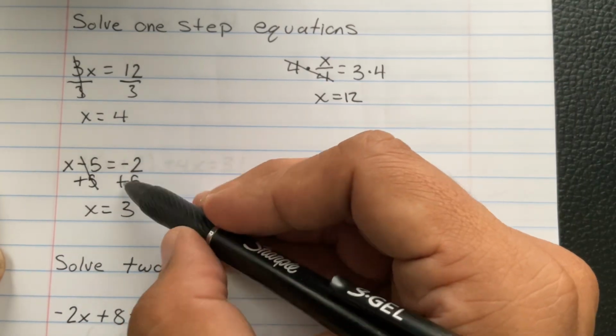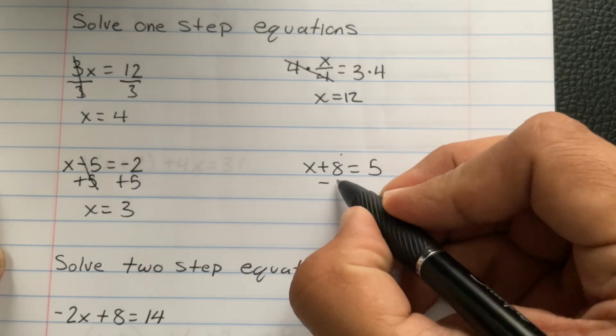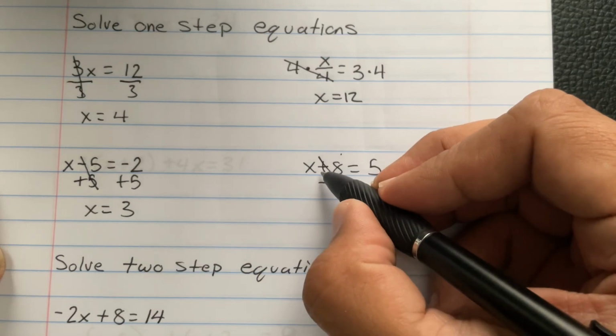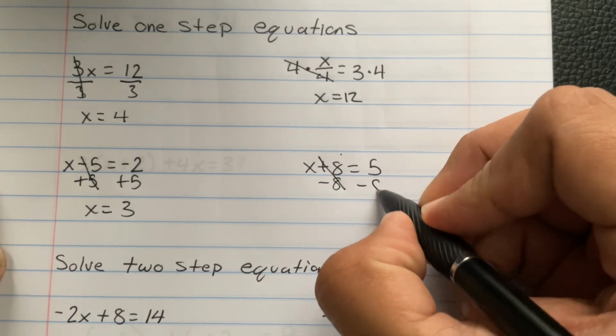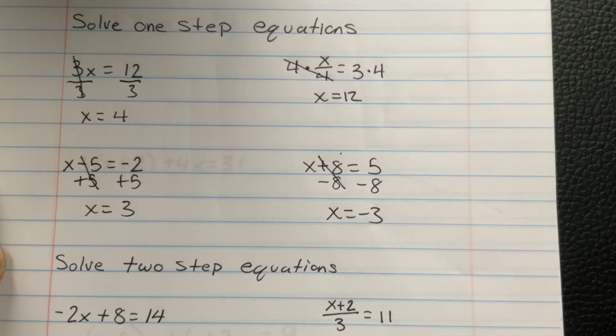The 5 controls the sign, and different signs means these two numbers subtract. So this one's going to be negative 8 to solve it, because we're doing the opposite of adding, which is subtracting. Negative 8, x equals negative 3.